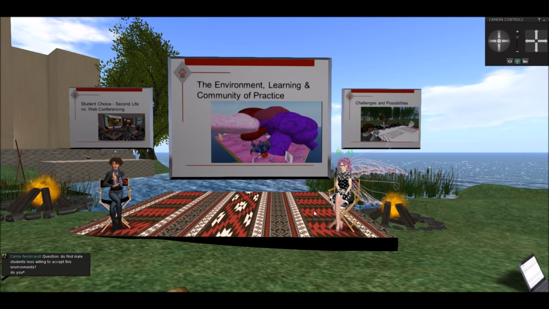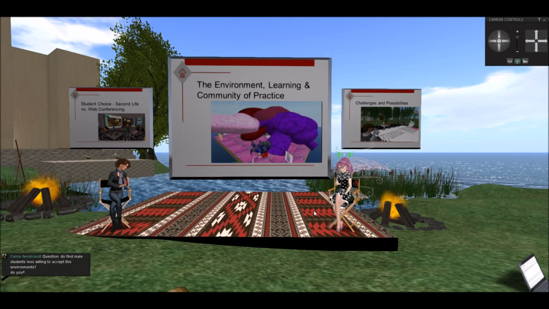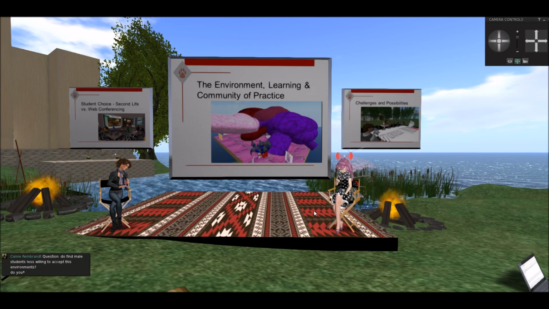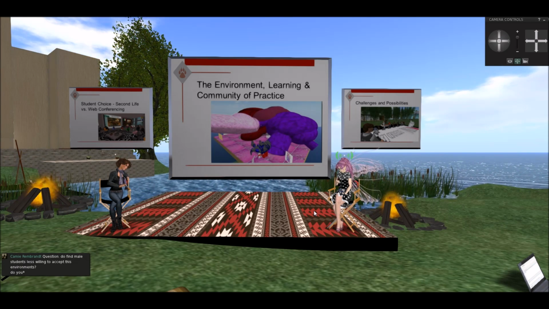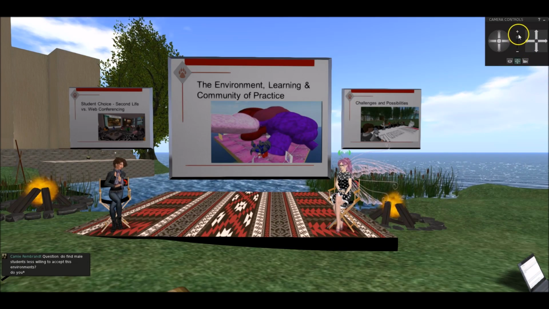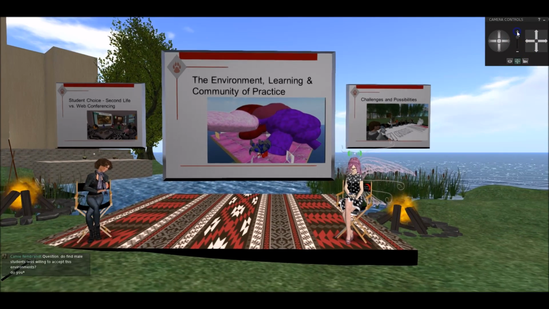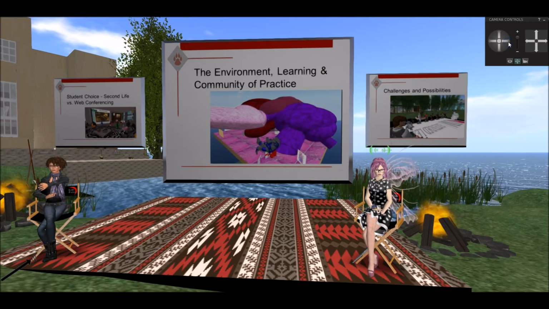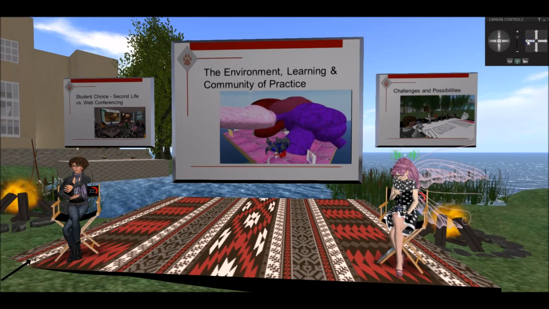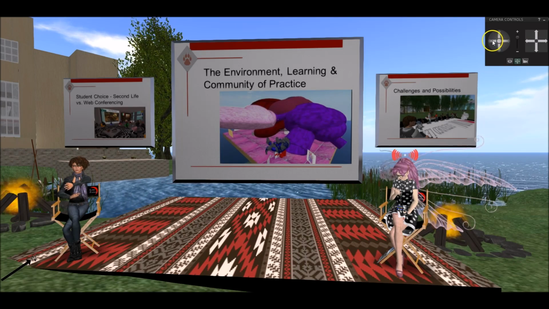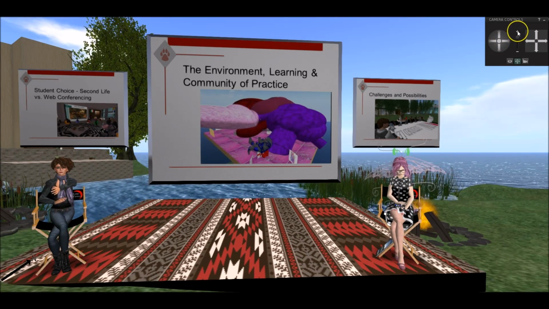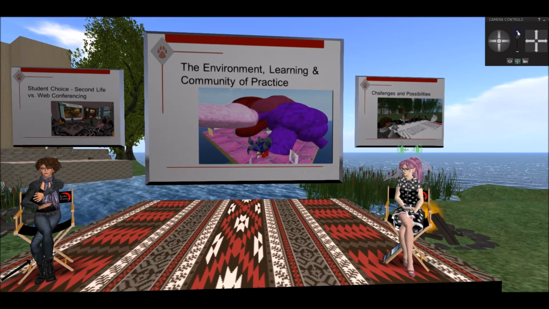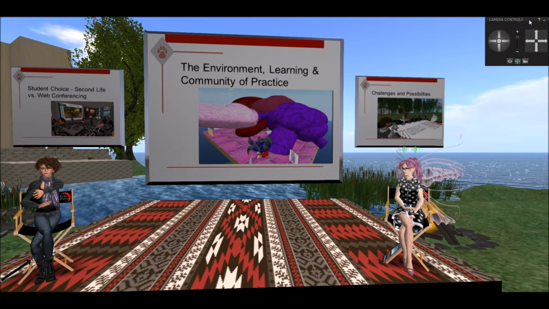I don't think so, because we had one guy who came to class. I couldn't figure out who he was because he completely changed his avatar, and there was this woman avatar here when we were meeting for class, and I was like, who in the heck is this? And then I read his name, and he had completely changed his avatar and morphed his voice into a female voice.